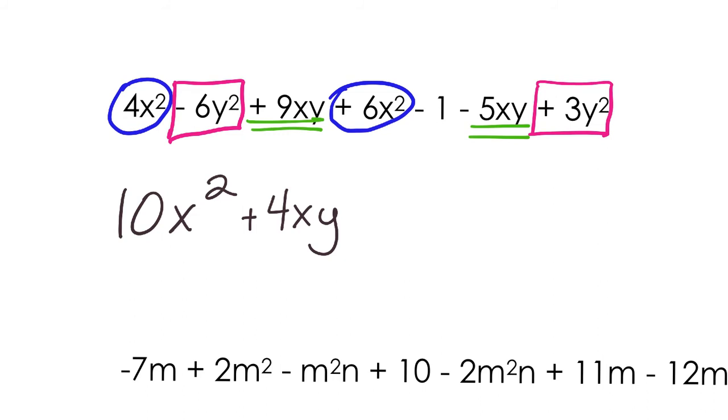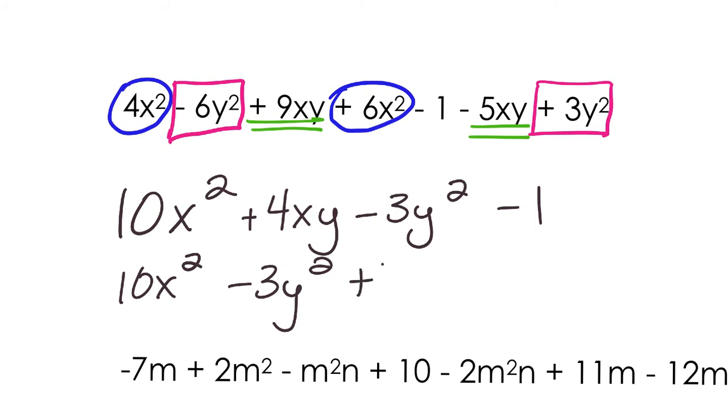Now I would go to just the y squares. So negative 6y squared plus 3y squared. And then, of course, last but not least, this. Now, just to point out something, this is pretty much the same thing. If you notice, I just flip-flopped the two terms in the middle. It's the same thing. You won't have two choices that look like this. See what I'm saying? It's either going to be one or the other.